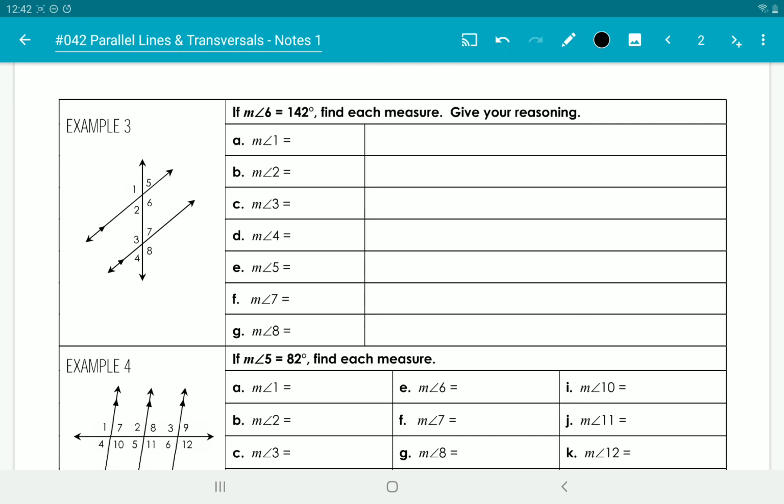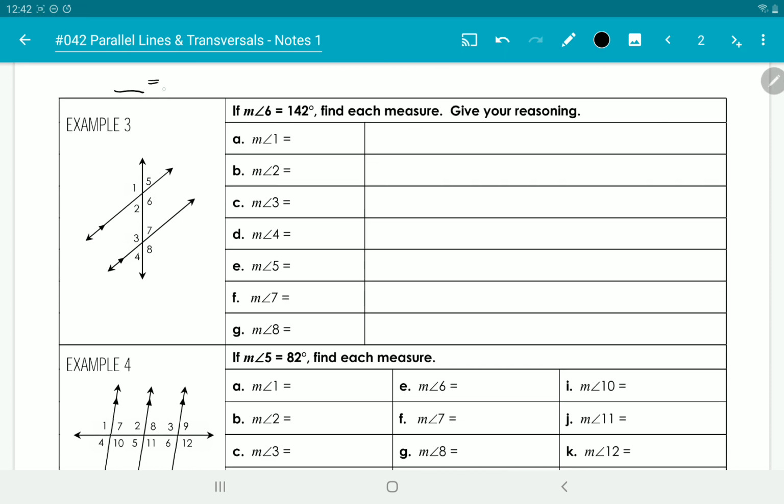So again, either that angle is going to be equal to that angle, or you're going to have that angle plus that angle equals 180. Those are going to be the two options you've got. So it tells you that angle 6 here is 142. Okay? So now let's try and find angle 1.